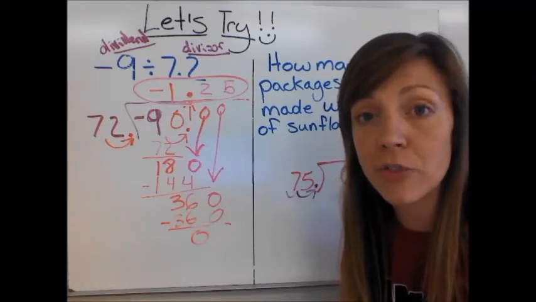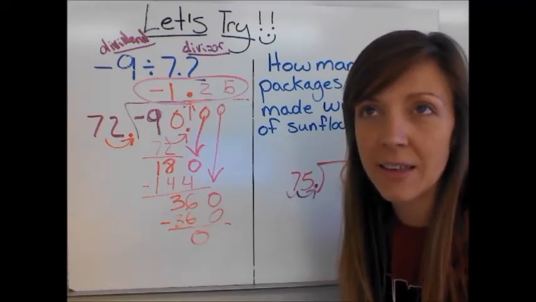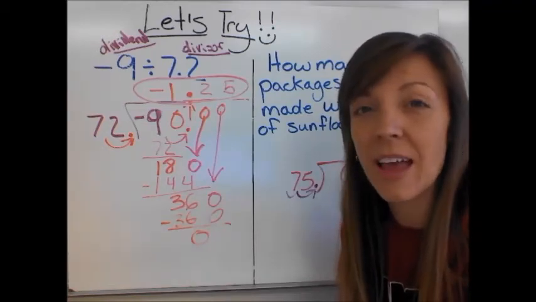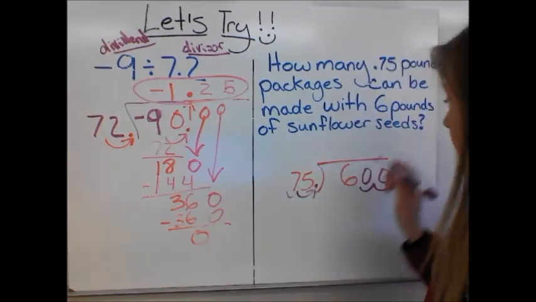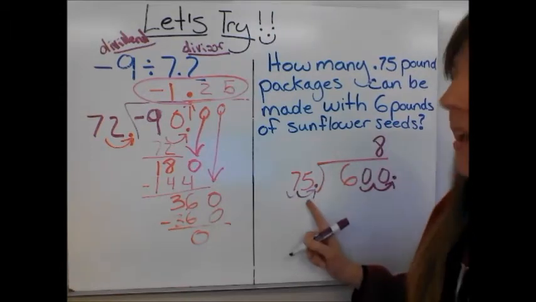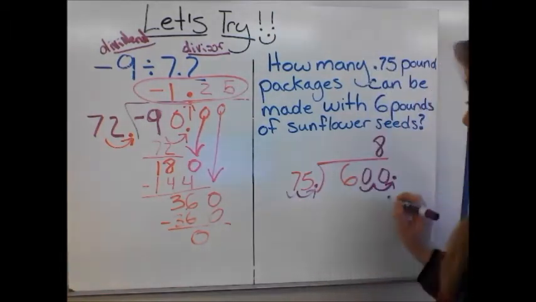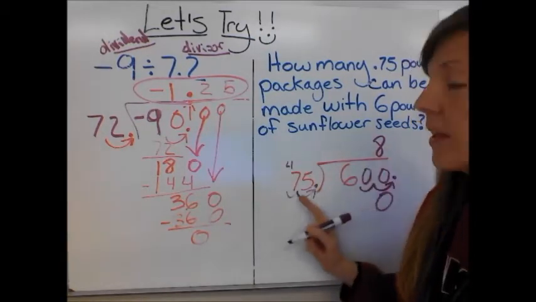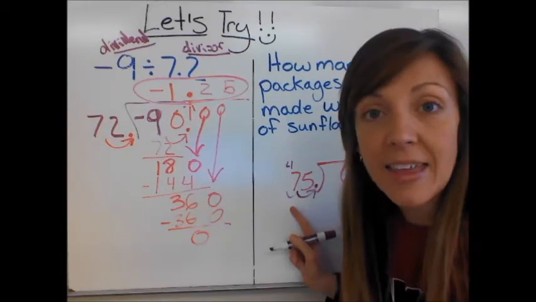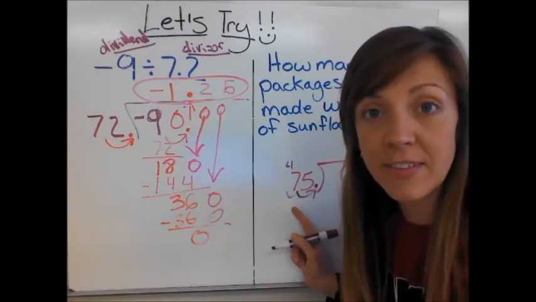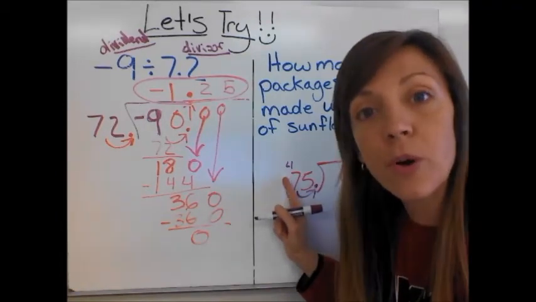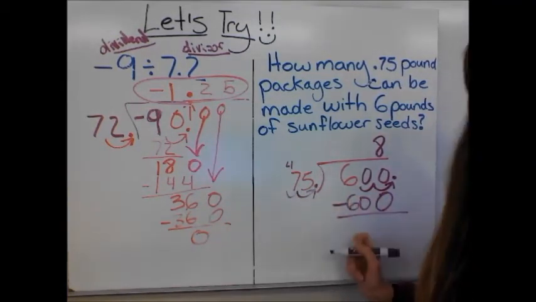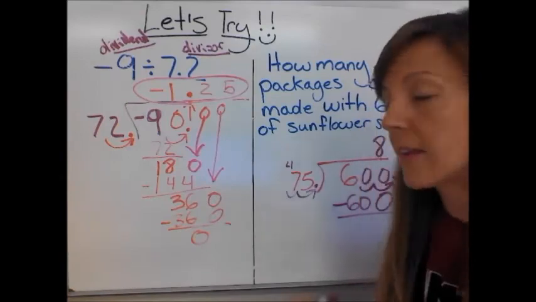75 goes into 600. I know at least 6 times. I know 25 is left over each time. So I'm going to say about 8 times. 8 times 5 is 40. 8 times 7 is 56, plus 4 more is 60. And I get 600 exactly. I subtract and have nothing left.